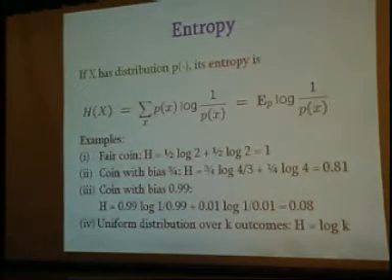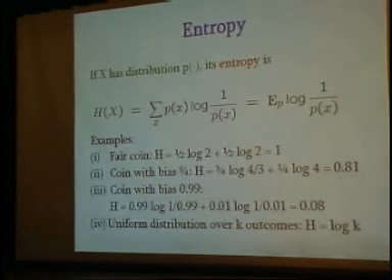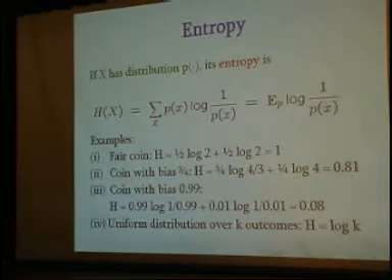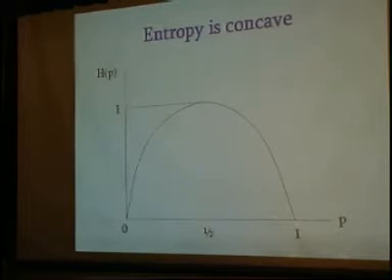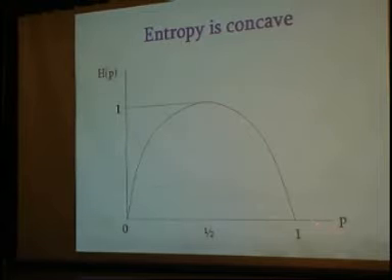So let's take a closer look at it. At least it's passed the first round of tests, and let's get a little more of a sense of what it's like. So first of all, this thing is concave. Okay, so if you actually just draw the graph of it, this is for a case of a coin with bias p. It's a concave thing.